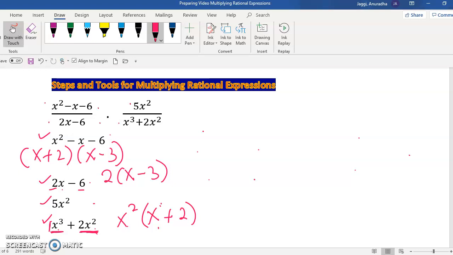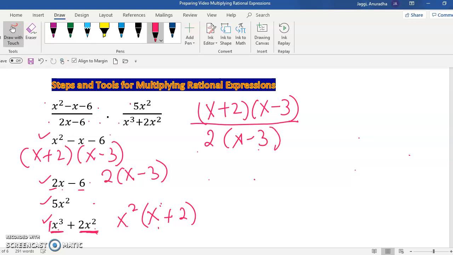So this one, x plus 2 times x minus 3 divided by 2x minus 6 became 2 times x minus 3, multiplied by 5x squared. We didn't do anything to it, 5x squared. And then you have the denominator of the second rational expression. We factored it as a product of x squared and x plus 2. So what is your step 2 now?